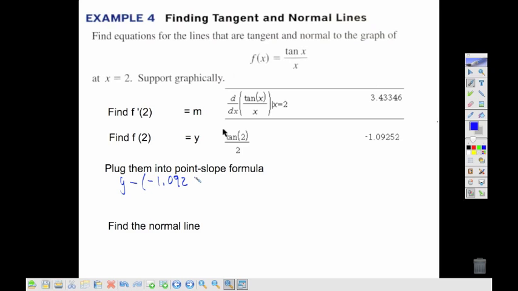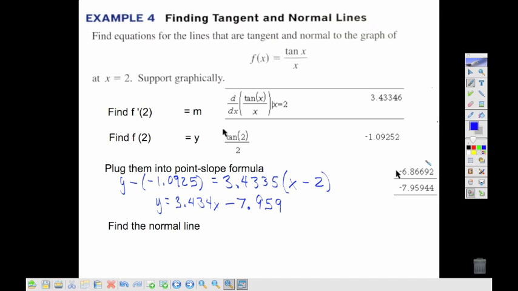And I'm going to keep at least 3 decimals. Maybe I'll go a little bit more to make sure my final answer is accurate enough. My slope is 3.4335, and then x minus 2. And that will simplify to this. Notice I've left 3 decimals there to give the accuracy that will be needed on the AP test.